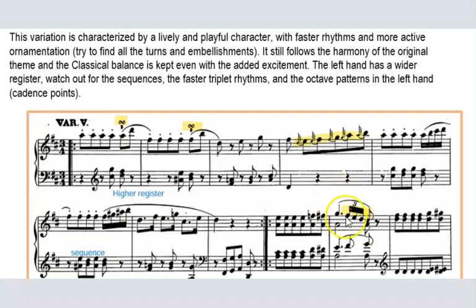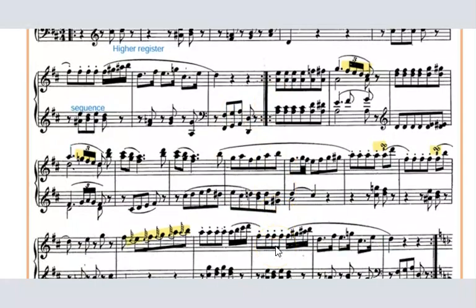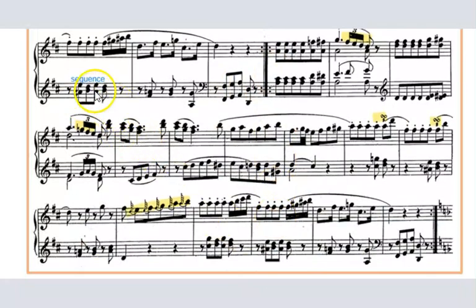I see one there. And the octave pattern in the left hand with the cadence points. You see it there. So if I scroll down, you see sequences. Again, cadence points with the octaves, the faster rhythm, the turns, and the embellishments.